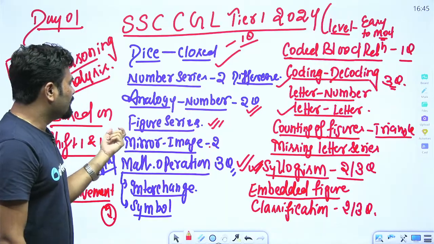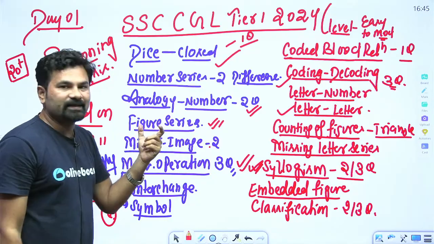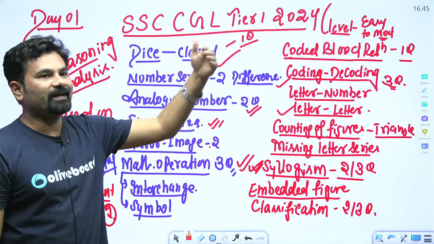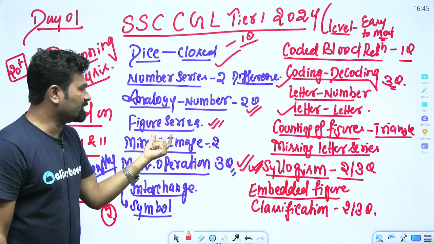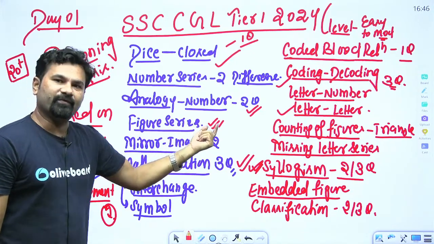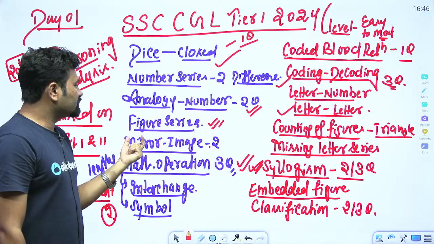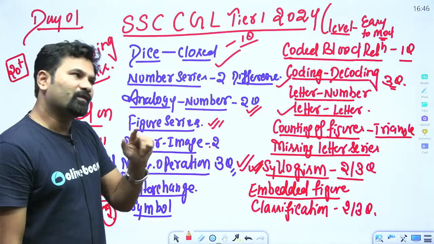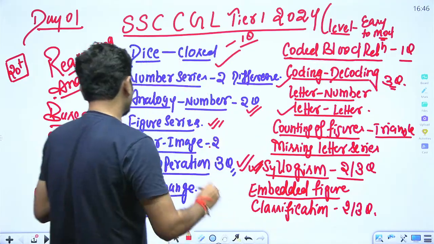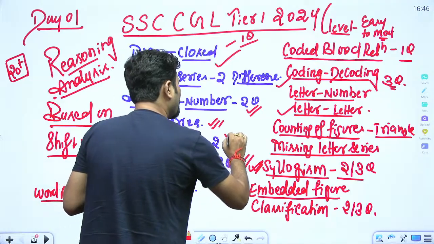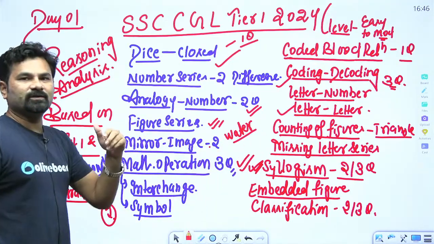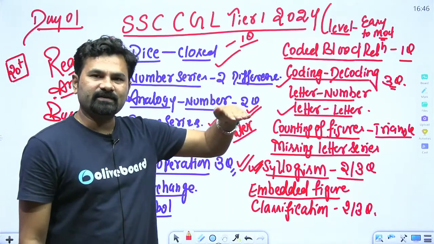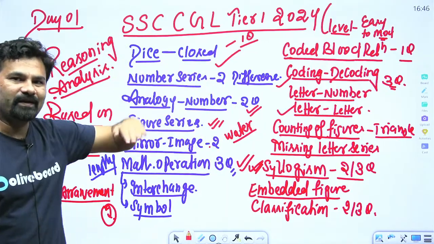There are two figure based series questions, where you have to find the next, missing figure. It's a part of non-verbal. There is one question from figure series, two questions from mirror image, and one question from water image. Mirror image means there is a horizontal interchange, water image means there is a vertical interchange.